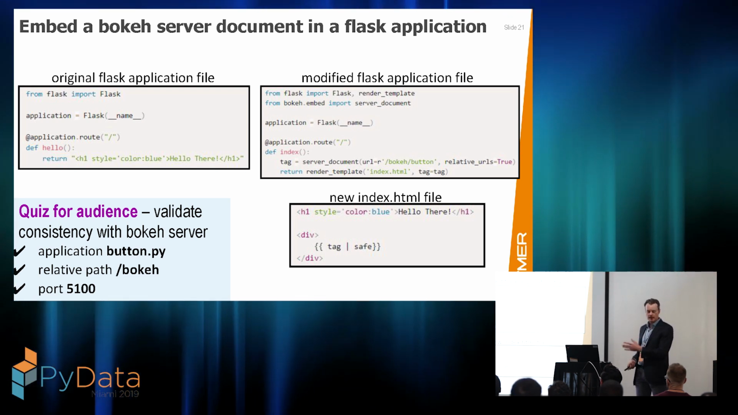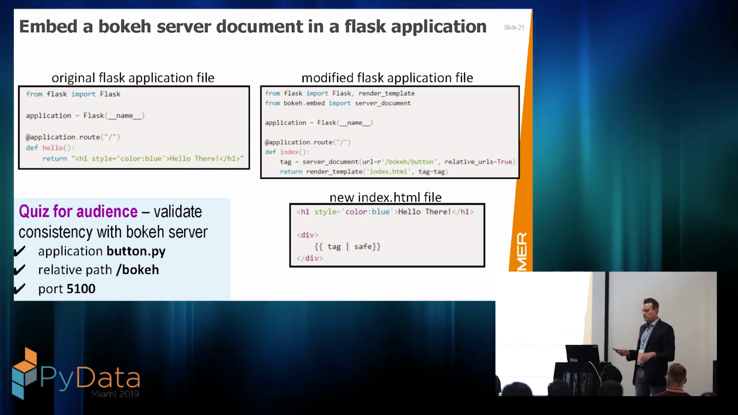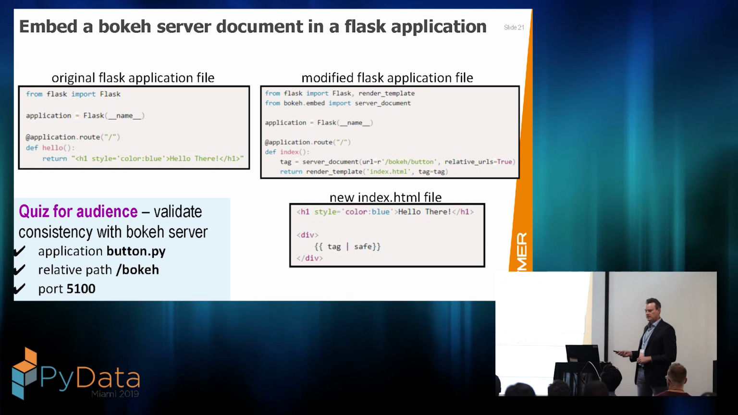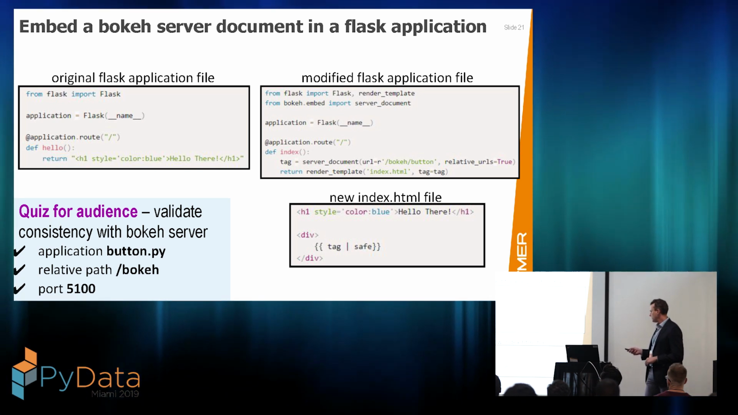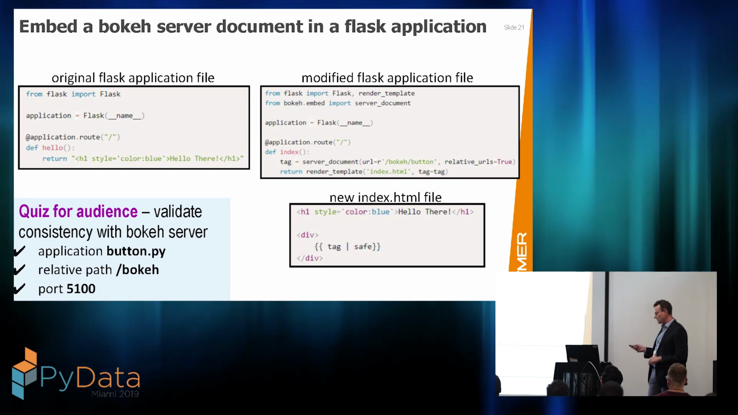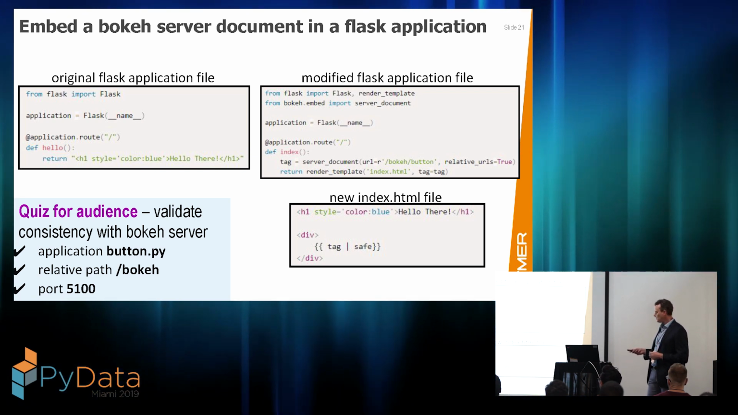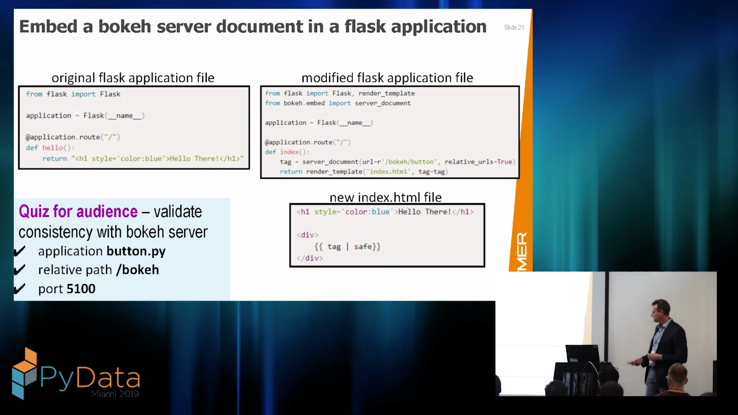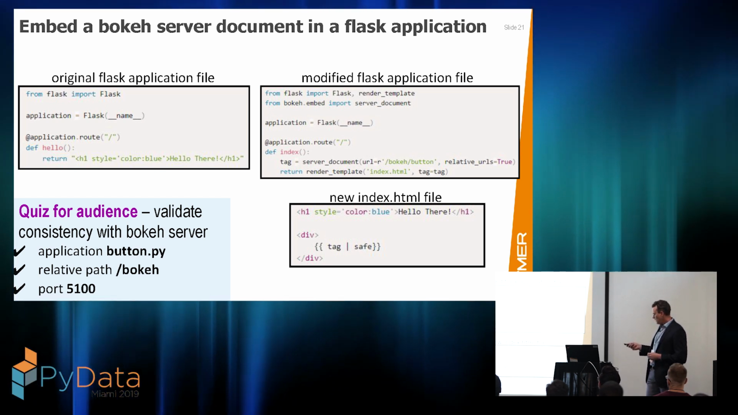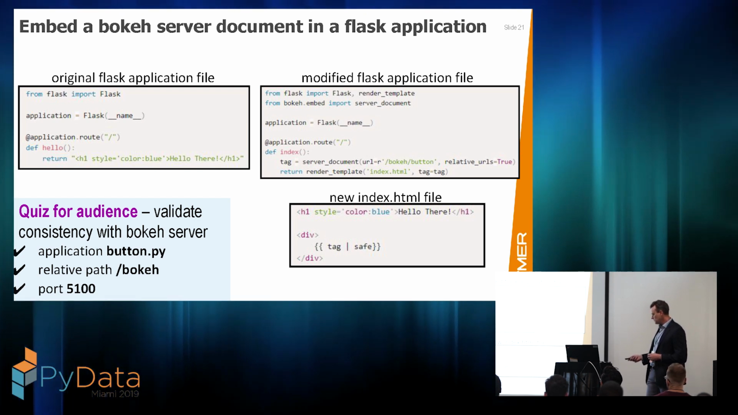It allows you to embed a bokeh server document inside of a Flask application. The output of that function is an HTML tag object. The input is just the location of the application, in our case, /bokeh/button, which is consistent with our last bit of server configuration. The way you send this tag to your HTML file is like you see here.